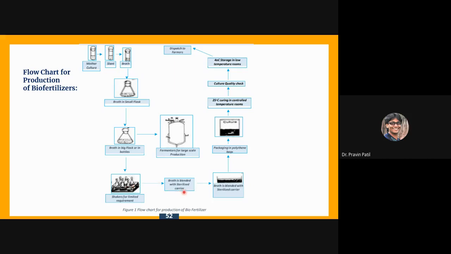Then the broth is blended with a sterilized carrier. Now we have the carrier, which again should be sterilized. This can be blended, and one more thing which I missed here: for this broth, either we go for the primary cultivation, where we use the flask, or we go for large production, where we use the fermenter. When the broth is blended with the sterile carrier, it can go for packaging in polythene bags, similar to what was shown in the last slide, and can be stored at 25 degrees Celsius and dispatched to farmers whenever required.